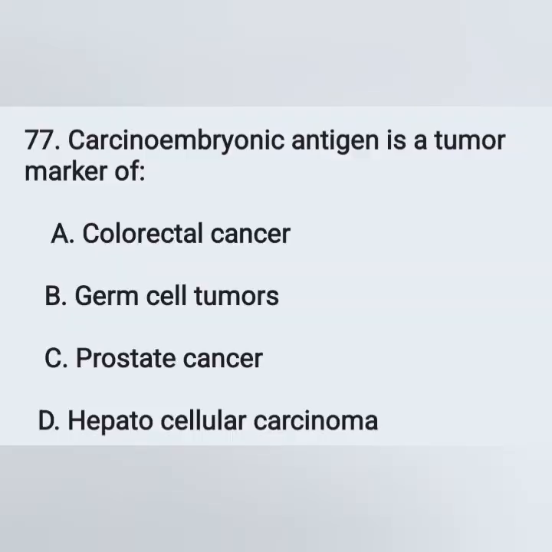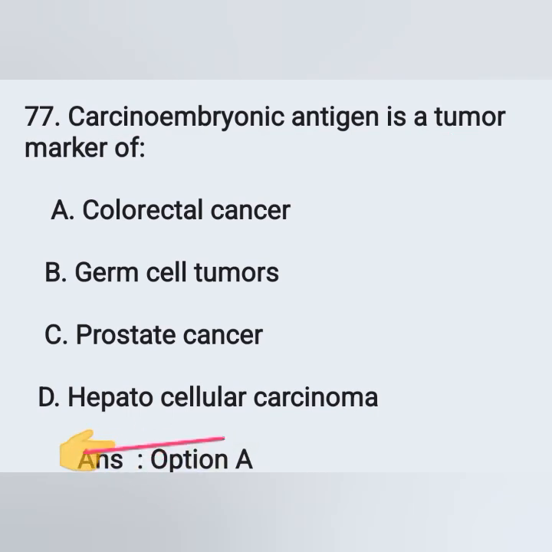Move on to the next question. Carcinoembryonic antigen is a tumor marker of. Options. Option A, colorectal cancer. Option B, germ cell tumors. Option C, prostate cancer. Option D, hepatocellular carcinoma. Carcinoembryonic antigen is a tumor marker of colorectal cancer. Option A is the correct answer. Move on to the next question.